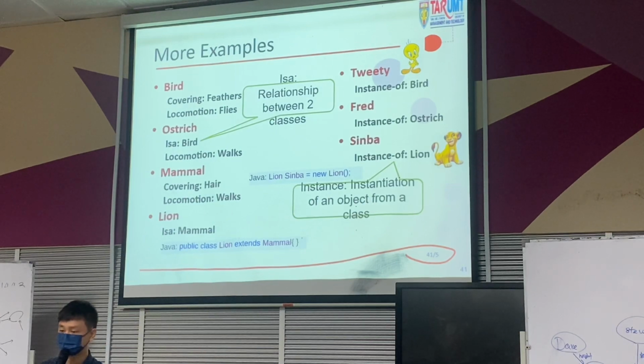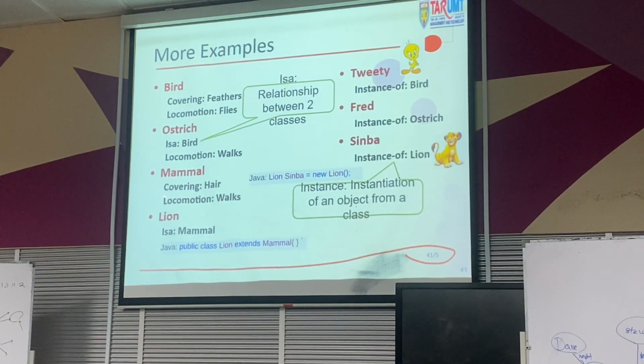Let's say another example. You have birds, right? So what are the properties of birds? They have feathers, locomotion, can fly. Okay, and then you have an ostrich. So we know that this is actually one frame. Ostrich is a subclass of bird. So bird is a superclass, ostrich is a subclass, and the locomotion is walks. Okay, mammals: hair, locomotion, walk.